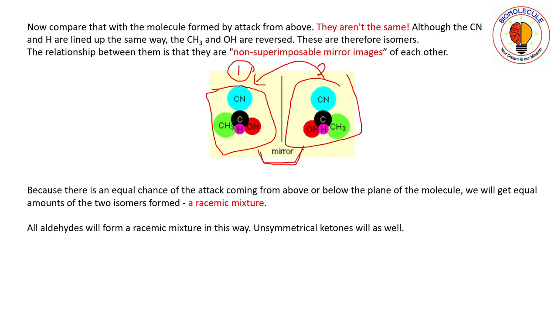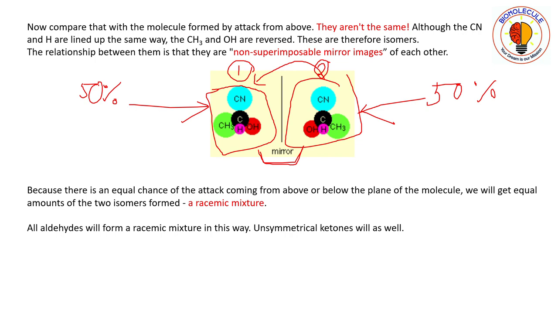Because there is an equal chance of the attack coming from above and below the plane, we will get equal amounts of the two isomers. So we will be getting 50% of this molecule and another 50% of this molecule. Now you are clear. Since attack can happen from either side, from above the plane and from below the plane, with equal chances, we will be getting 50% from the first attack and 50% from the second attack.